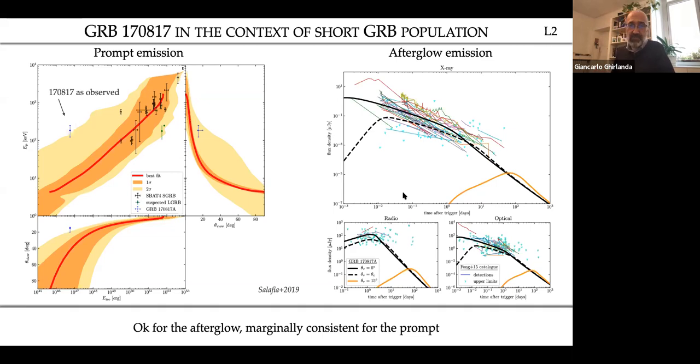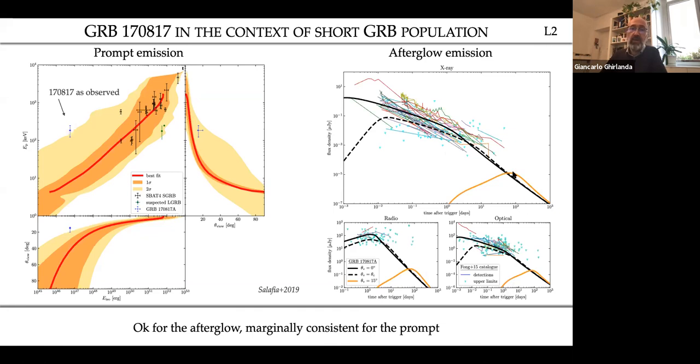Let's start with the afterglow emission, which is the one which behaves better. The afterglow emission is shown here. So here you see the exercise. This is the light curve at X-rays. Here it is in the radio band, and this is in the optical. You see they are almost the same, of 170817 as observed, of the afterglow.